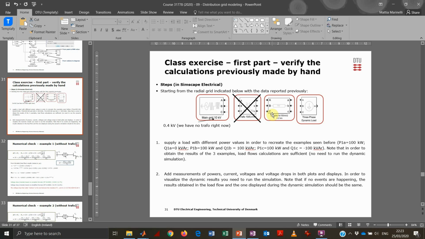We take the cable, three-phase cable. Everything here is a three-phase balanced system. We don't have any single-phase loads. And then we're going to have a three-phase balanced load as well.